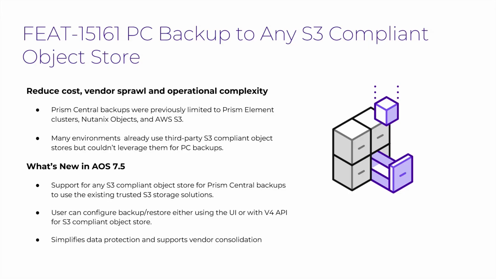This means now Prism Central can be backed up directly to the S3 storage that already exists in the environment without having to rely on AWS S3 directly. The user can configure backup and restore either using the UI or with the v4 API for S3 compliant object stores. Lastly, this enhancement improves backup flexibility and supports vendor consolidation.